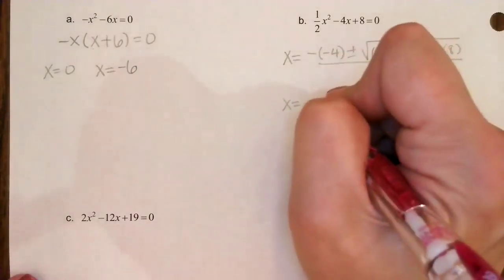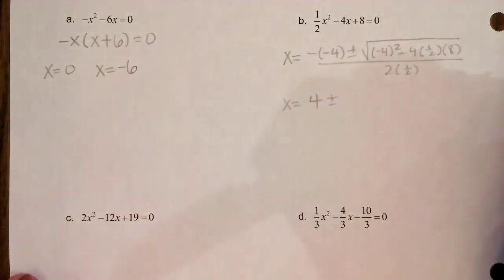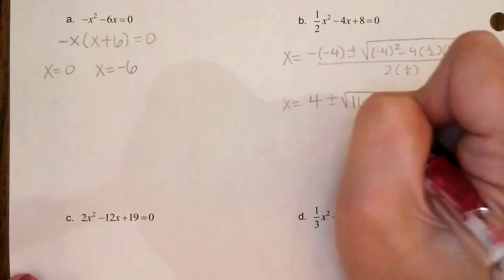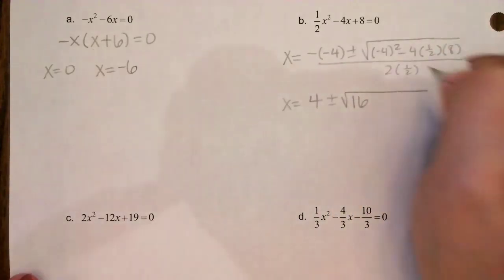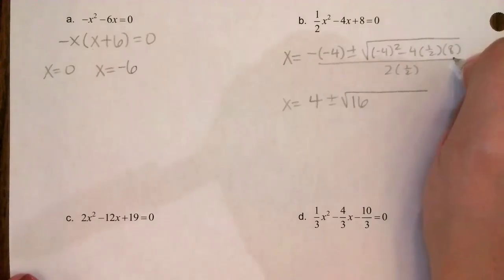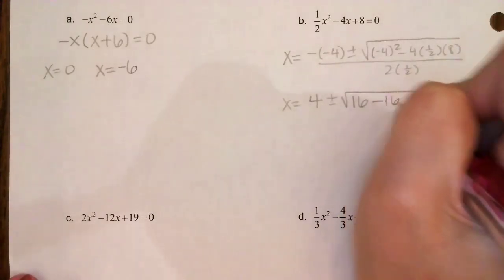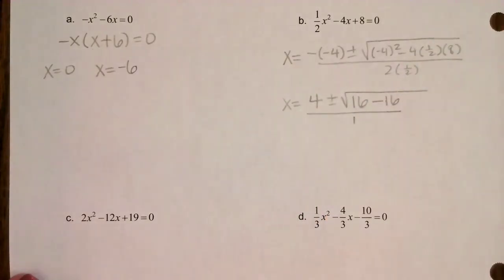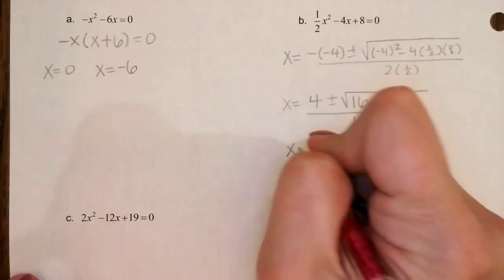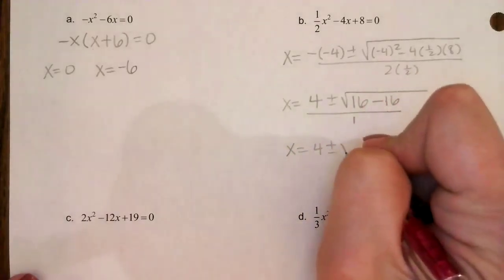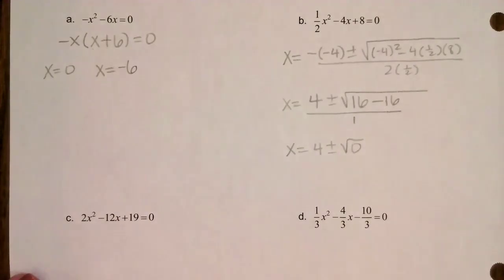The negative and the 4 turns that into a positive 4. Negative 4 squared is 16. Negative 4 times 1/2 is negative 2 times 8 is a negative 16. And 2 times 1/2 is 1 down here. And so we end up with 4 plus or minus the square root of 0.